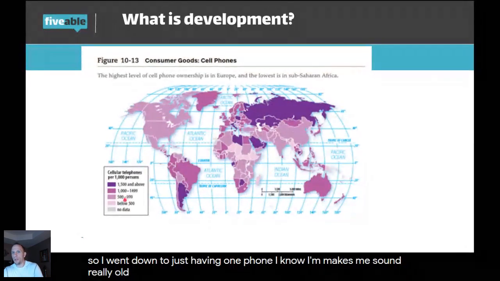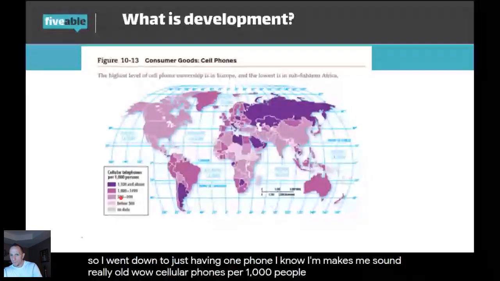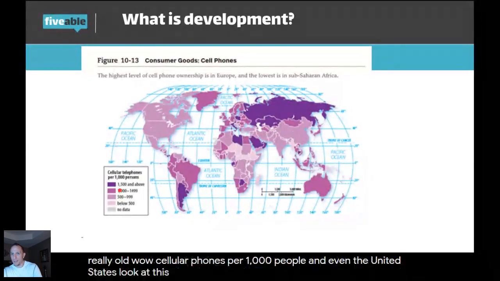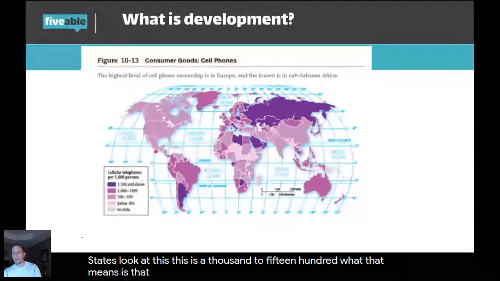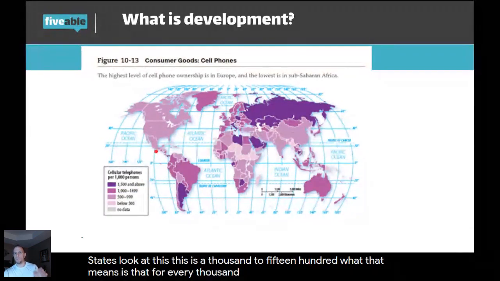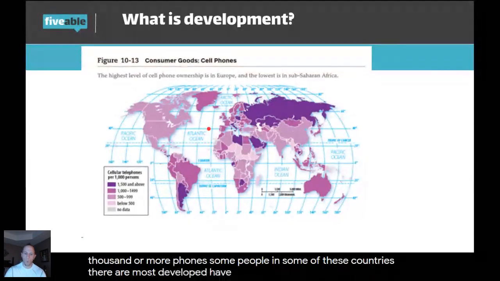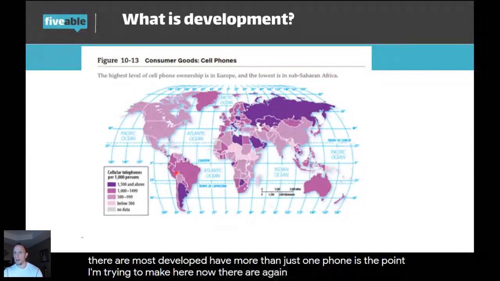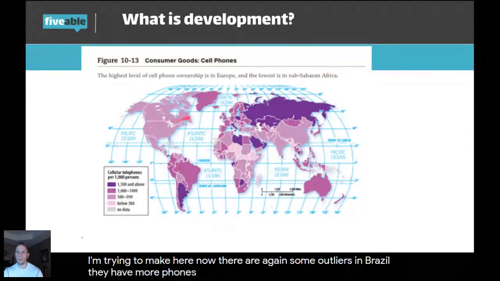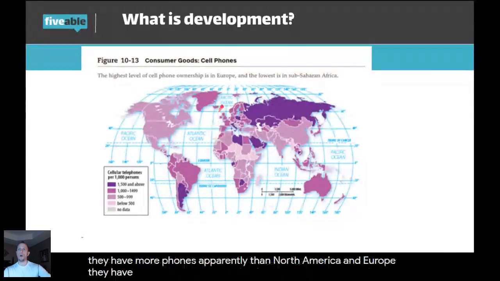But the places where you've got cellular phones per 1,000 people, and even the United States, look at this. This is 1,000 to 1,500. What that means is that for every 1,000 people, you're going to have 1,000 or more phones. Some people in some of these countries that are most developed have more than just 1 phone, is the point that I'm trying to make here. Now, there are, again, some outliers. In Brazil, they have more phones, apparently, than North America. In Europe, they have the most phones. And there's a few others as well.